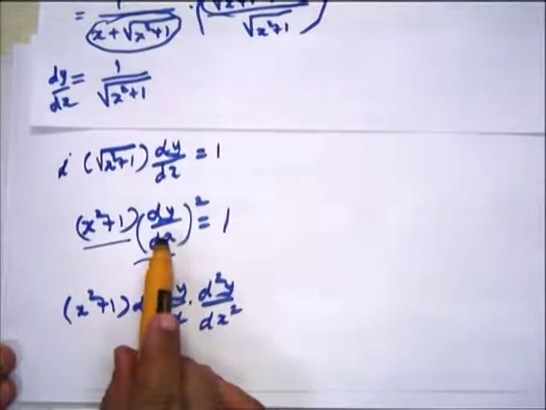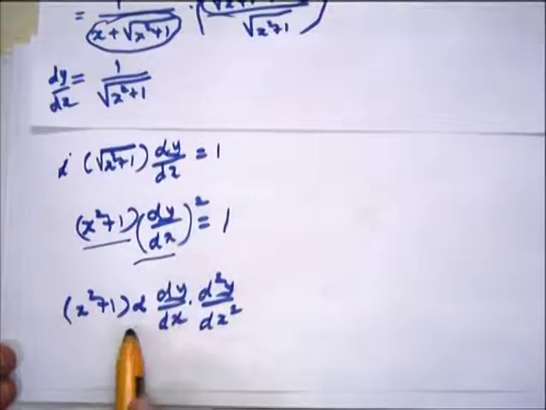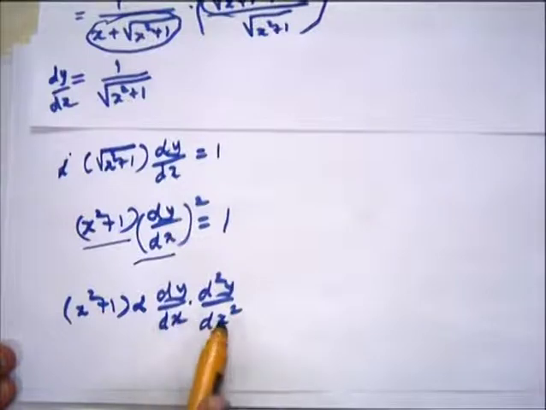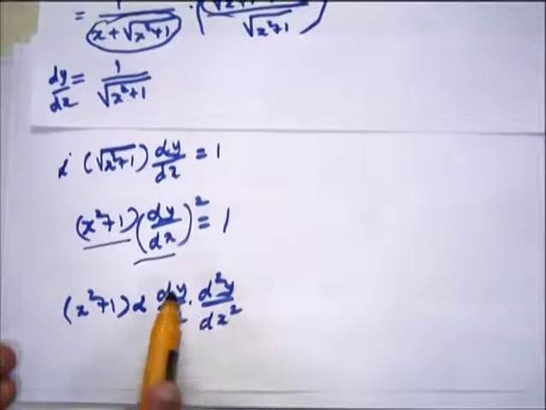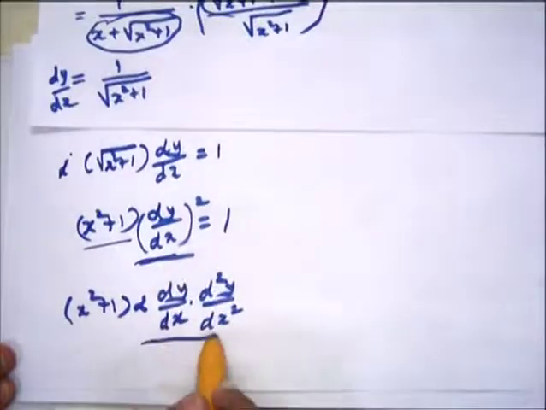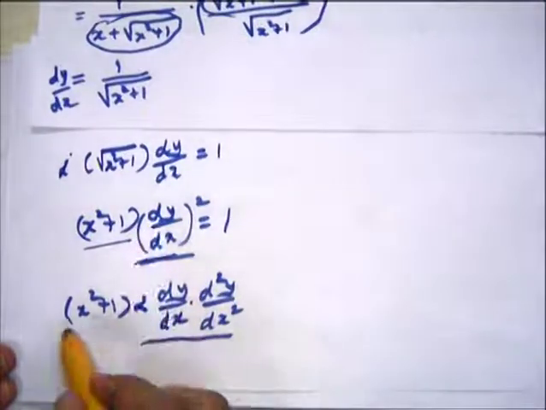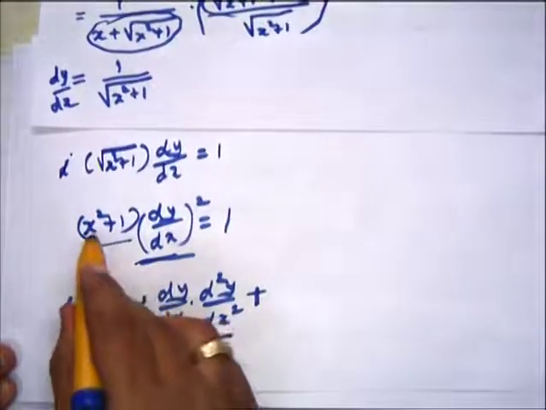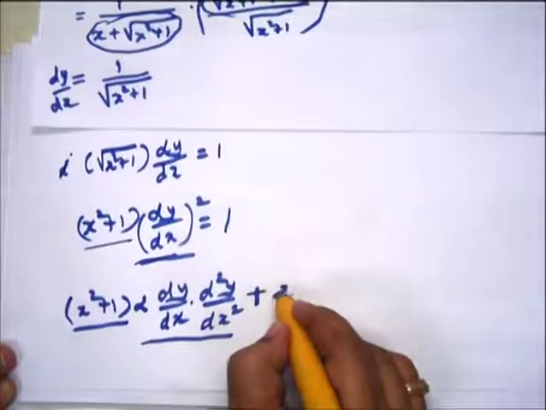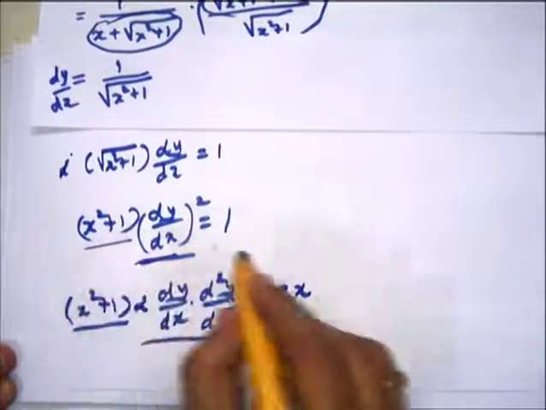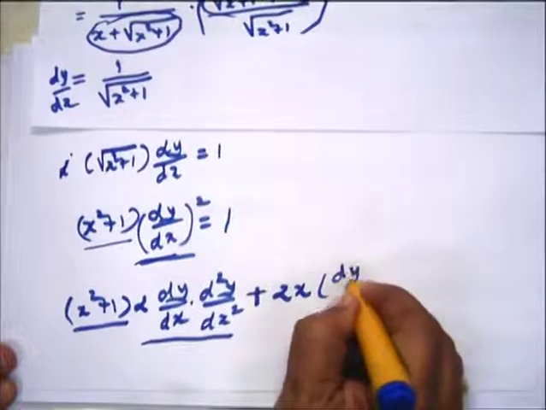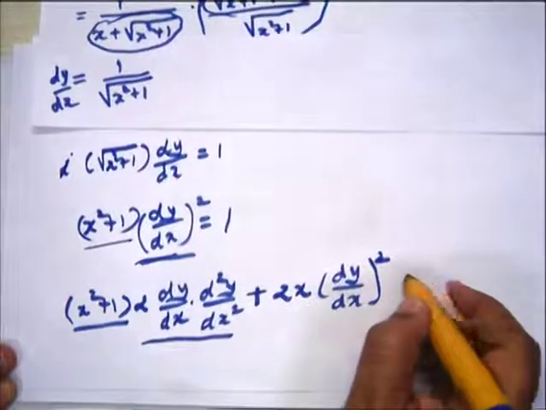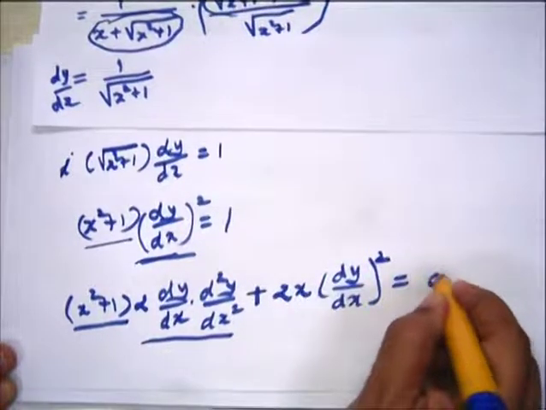The derivative of x square is 2x, so the derivative of this quantity is 2 times dy by dx into the derivative of dy by dx with respect to x, which is the second order derivative. So this portion is the derivative of this quantity keeping this constant, plus here if we differentiate this with respect to x, we have 2x, the derivative of 1 is 0, into dy by dx square is equal to the derivative of 1, which is 0.